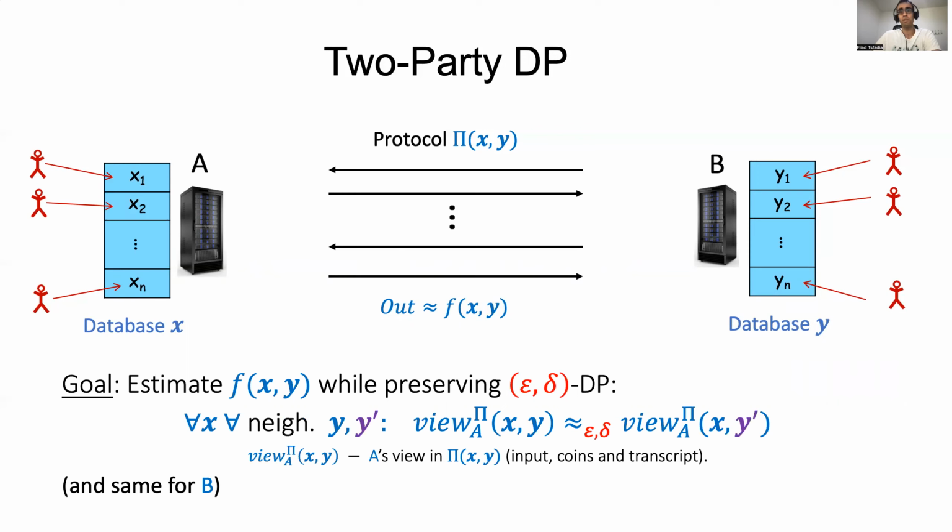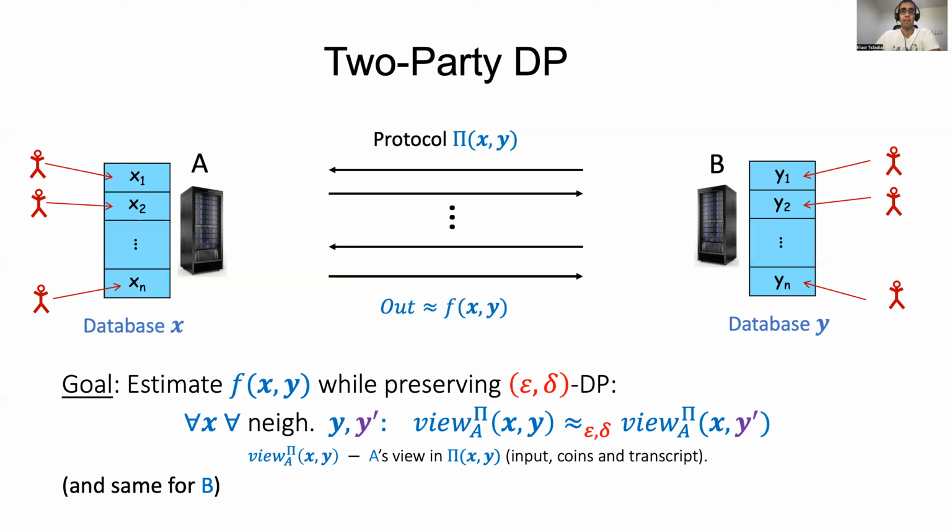This means that in order to protect the privacy of B, we require that for every database X and every neighboring databases Y and Y prime, the view of A in the execution pi(X,Y) is (epsilon, delta) indistinguishable from the view of A in the execution of pi(X,Y prime), where the view of A is whatever A learns from the interaction, without loss of generality, its input, private coins, and the transcript of the execution. Similarly, in order to protect the privacy of A, we require the same thing with respect to the view of B.